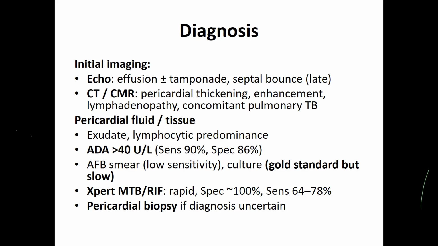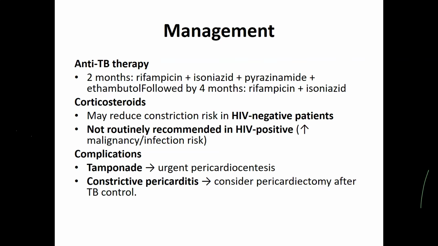There are other kinds of tests, what do you call it, that can be quite helpful. It's called Xpert MTB/RIF, a test for mycobacterial DNA and rifampicin resistance. And pericardial biopsy can be indicated in extreme cases if the diagnosis is uncertain. Management is usually antituberculous treatment, and corticosteroid can reduce constriction risk, especially in HIV negative patients.